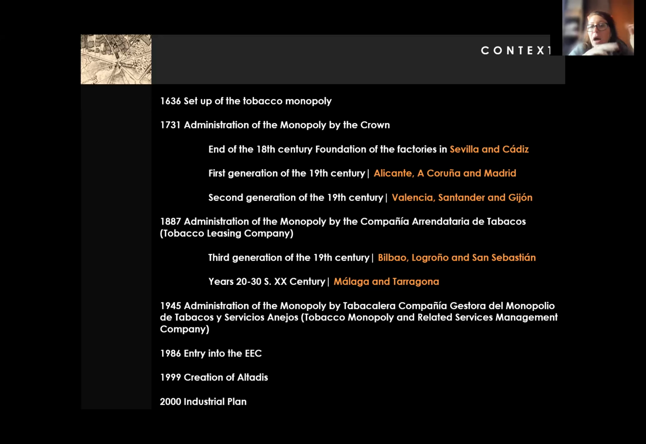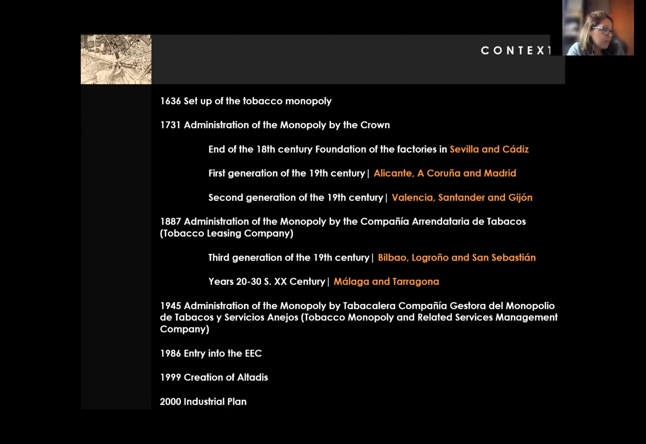But there was a problem with smuggling through the ports where the tobacco arrived from the Americas. And also there was a sort of black market and manufacturing made outside the principal factories. At the beginning, there were Sevilla and Cadiz, and then, as I was saying, during the 19th century, there's an expansion in port cities where many tobacco factories were established near the consumption points.